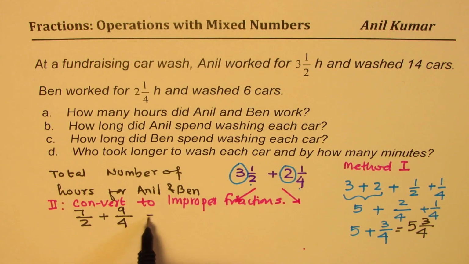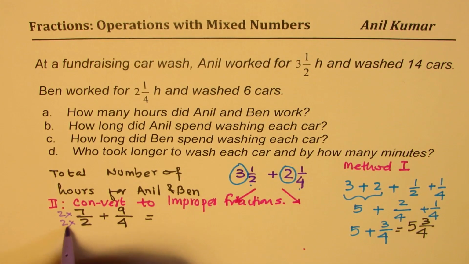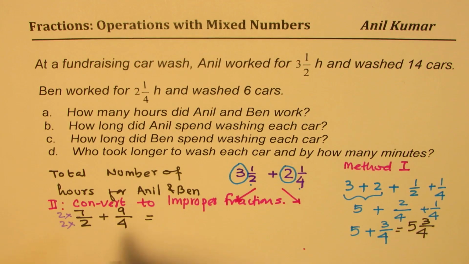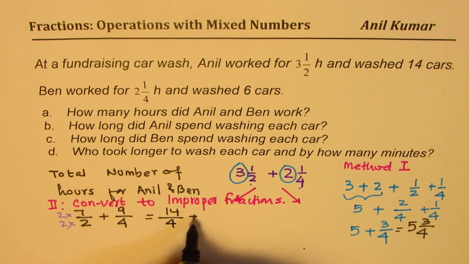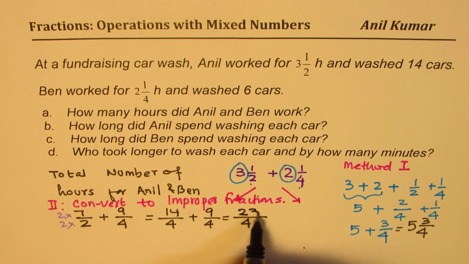Now we have fractions with different denominators. We'll make them same denominator. To make same denominator, I have to multiply this by 2, just as I did here. So times both by 2. So what do you get? 7 times 2 is 14, over 2 times 2, which is 4, plus 9/4. Now since they have the same denominator, we can add the numerators keeping denominator same as 4. So when you add 14 and 9, you get 23.